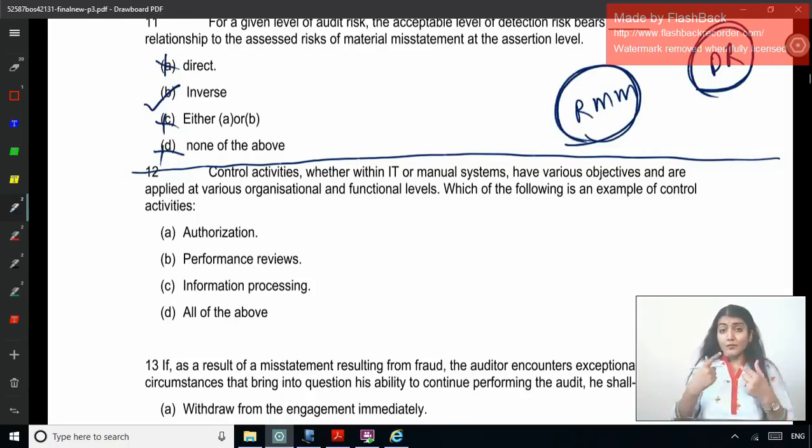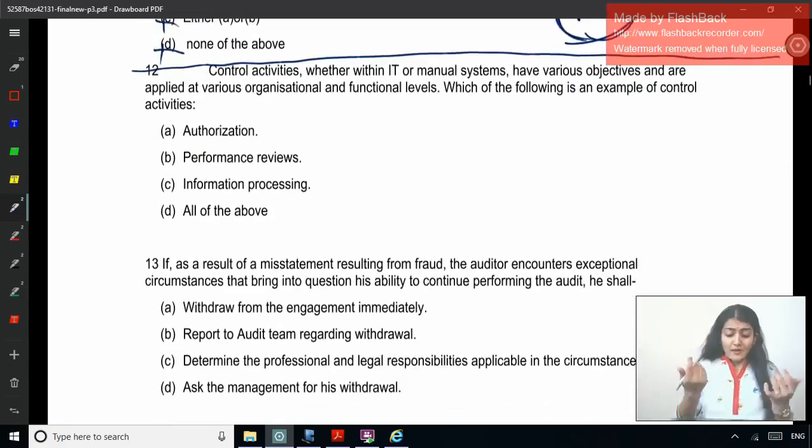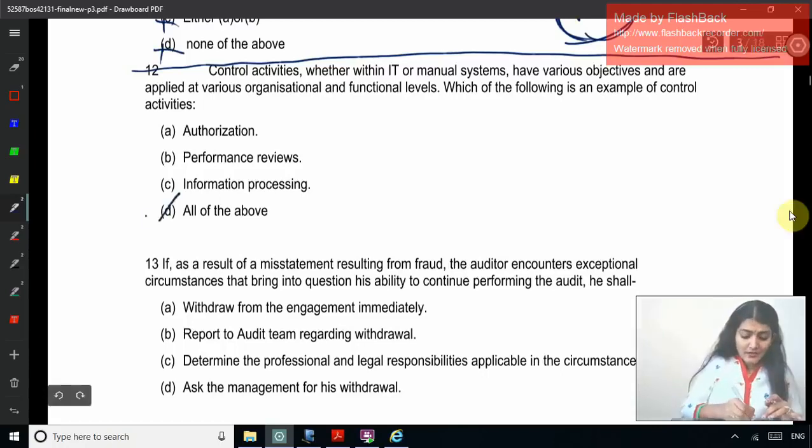Yes. Performance review, the work of one being reviewed by another. Information processing, at each stage some processing of the transaction is required to be done. Authorization, like say preparation of purchase order, then processing the purchase invoice, then the accounting voucher. So information processing and all of the above. All these 3 are control activities. Authorization has to be done, performance review has to be done, information processing also. So the correct answer over here is D.